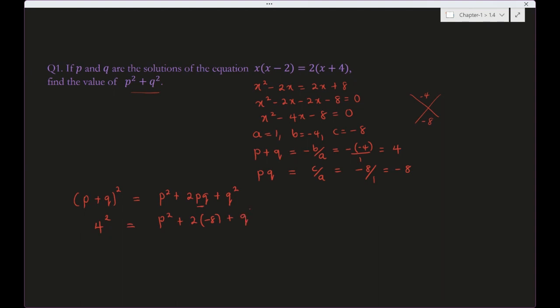Then we have plus Q squared. So this is 16, and this is P squared minus 16 plus Q squared. So we can transfer this to this side, so we have 16 plus 16. Then on the right hand side, we're left with P squared plus Q squared. So we have 32 equals P squared plus Q squared. So that is it: P squared plus Q squared equals 32.